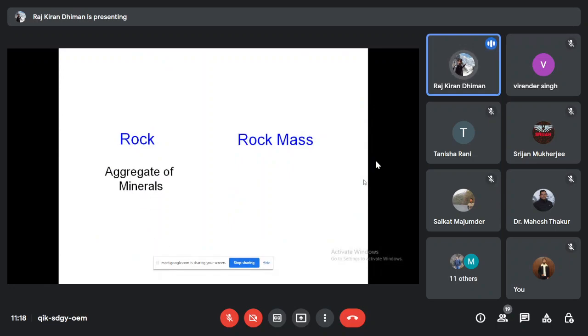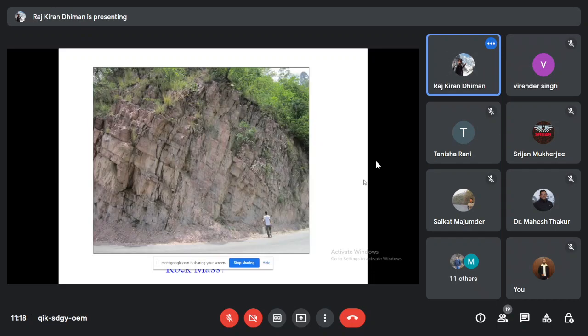So all of you know what is rock. Rock is basically an aggregate of minerals, right? And rock mass is basically when a rock has a lot of discontinuities in it. Discontinuities can be in any form. Like bedding plane is also a discontinuity. If there are joints, joints are also a discontinuity. Faults are there. So if there is a rock which is intersected by these discontinuity planes, that makes a rock mass. It's a simple definition.